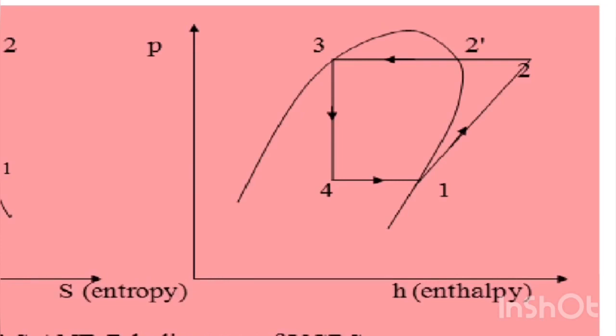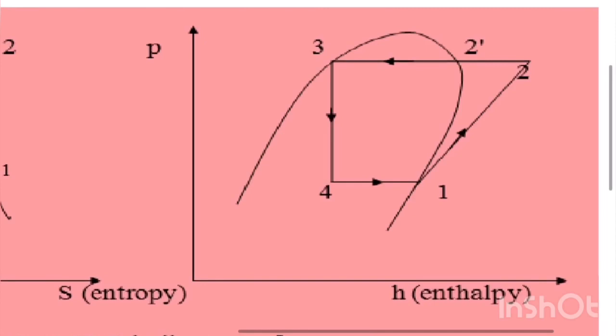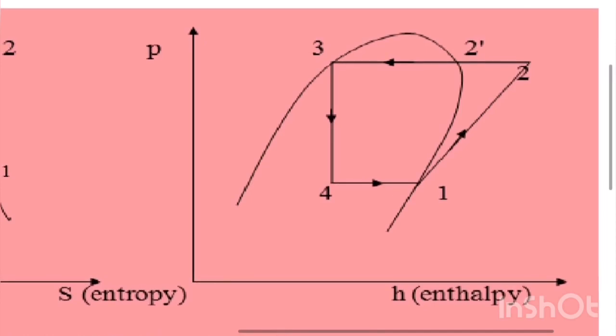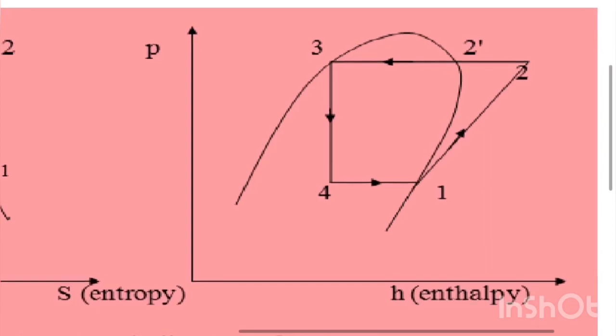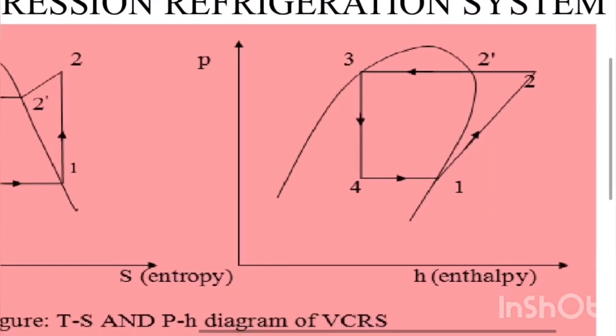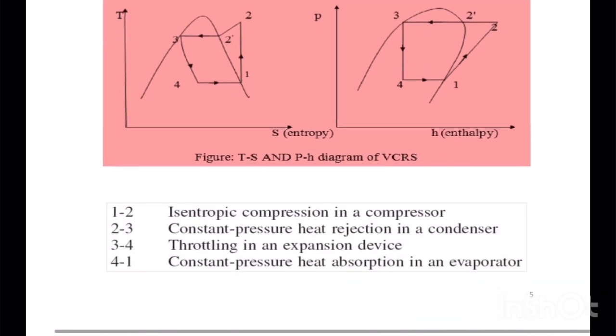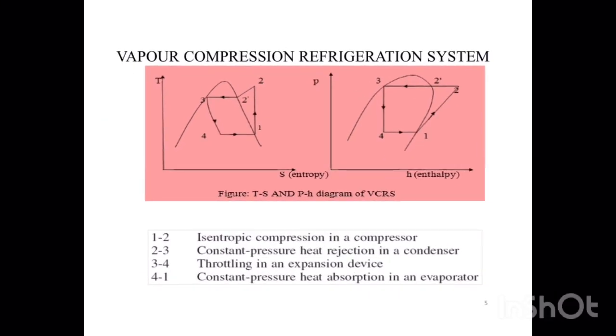Here you can see 4 to 1 is constant pressure because this is the horizontal line on the pressure axis, and here you can see one pressure on the axis where P1 equals P4. Similarly in the condenser P2 equals P3. So these are constant pressure lines. Okay. So here it is written: 1 to 2 is isentropic compression in the compressor, 2 to 3 constant pressure heat rejection in the condenser, 3 to 4 throttling in the expansion device, 4 to 1 constant pressure heat absorption in the evaporator. Okay. So this is how we can represent the VCRS on the TS diagram and PH diagram.